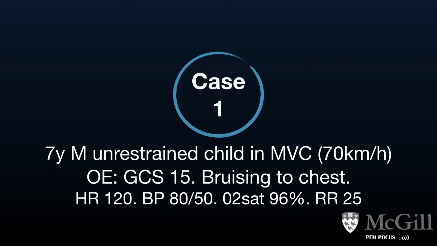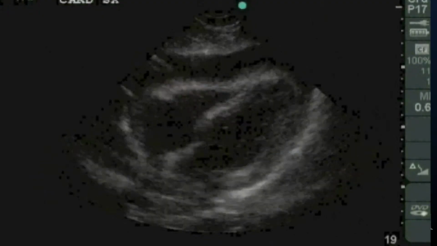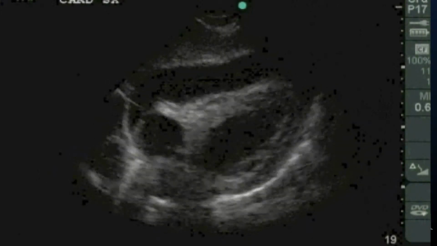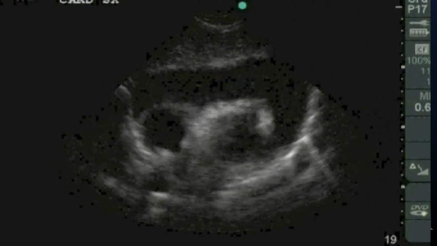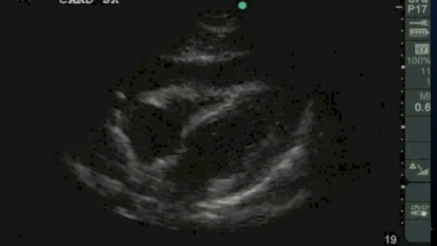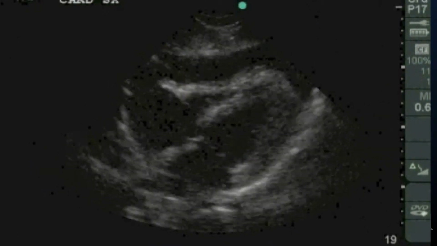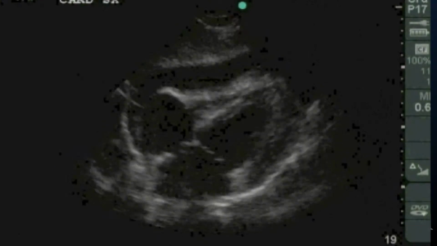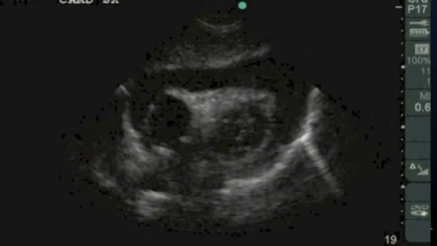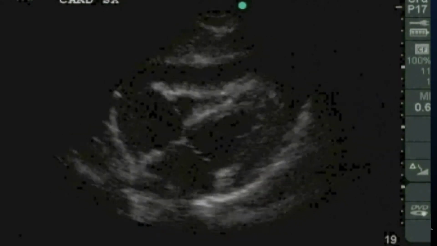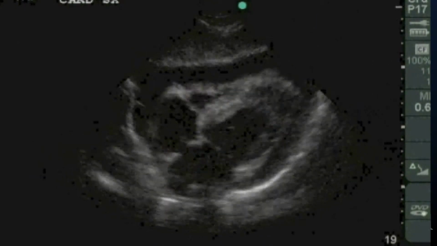Back to our patient, the 7-year-old boy who was in an MVC. You decide to perform the cardiac examination using POCUS, and this is what you see. In this view, you see a large pericardial effusion. His heart is actually swinging within the fluid. Here you can see that the RV and RA are collapsing during diastole. This indicates a significant pericardial effusion and tamponade in the right clinical context.